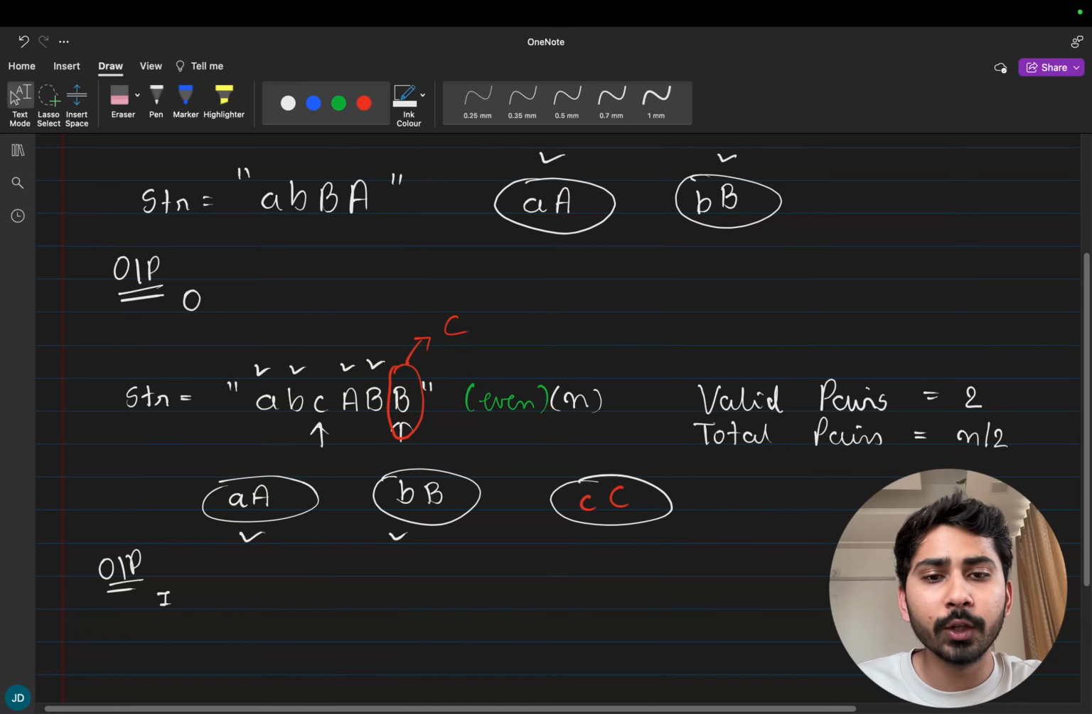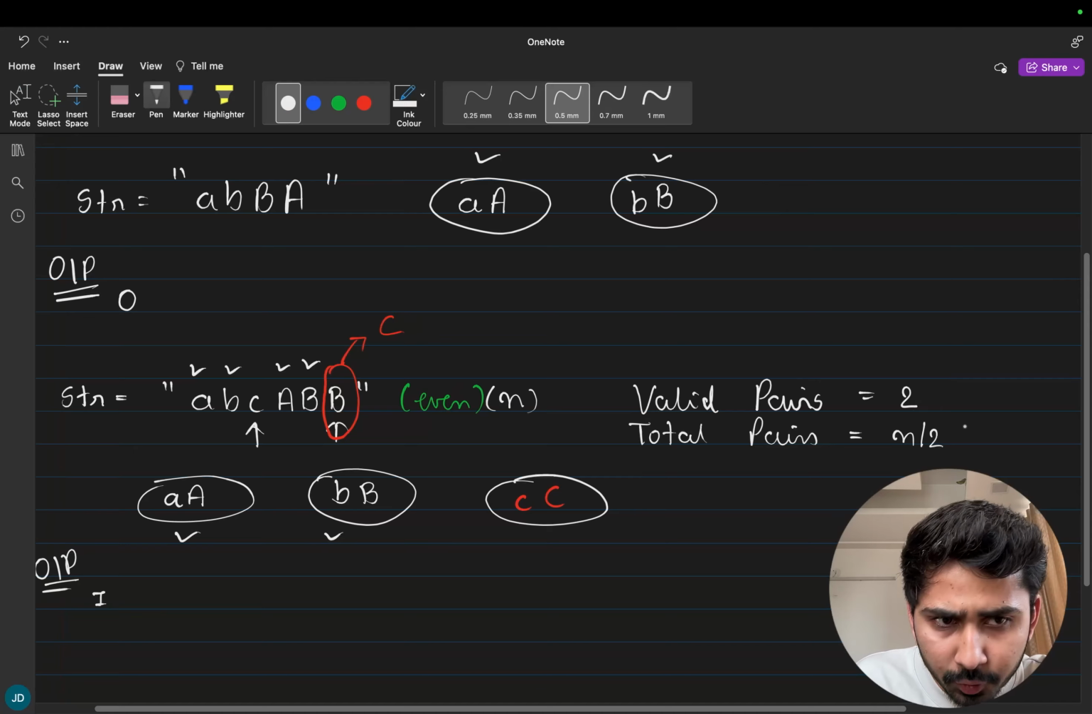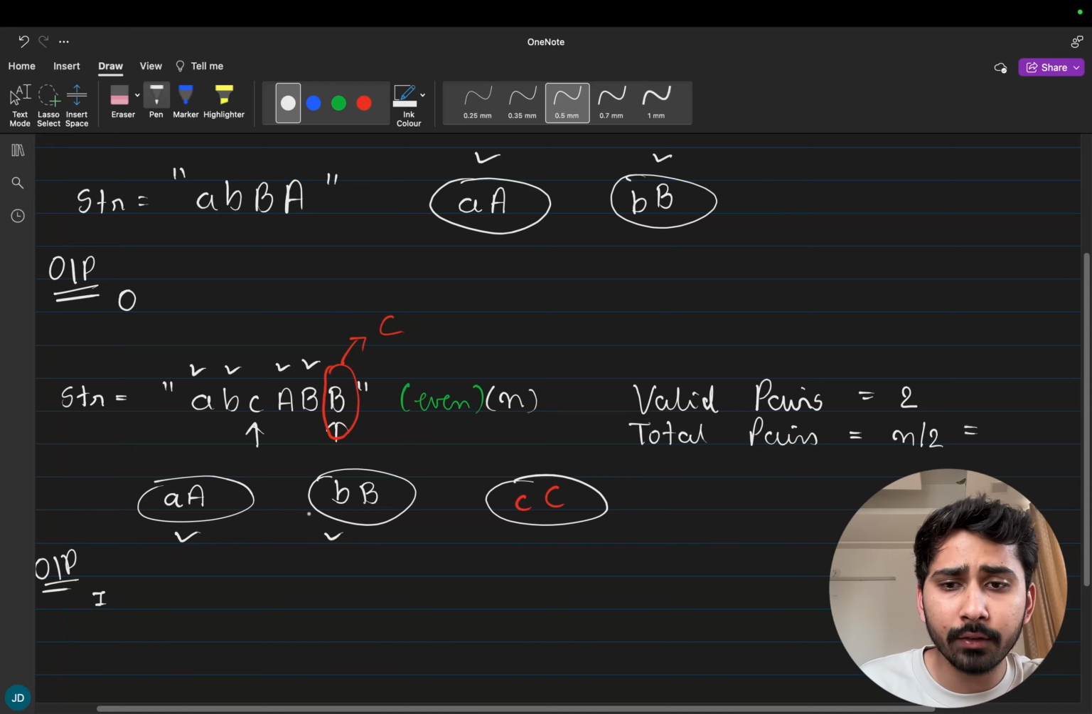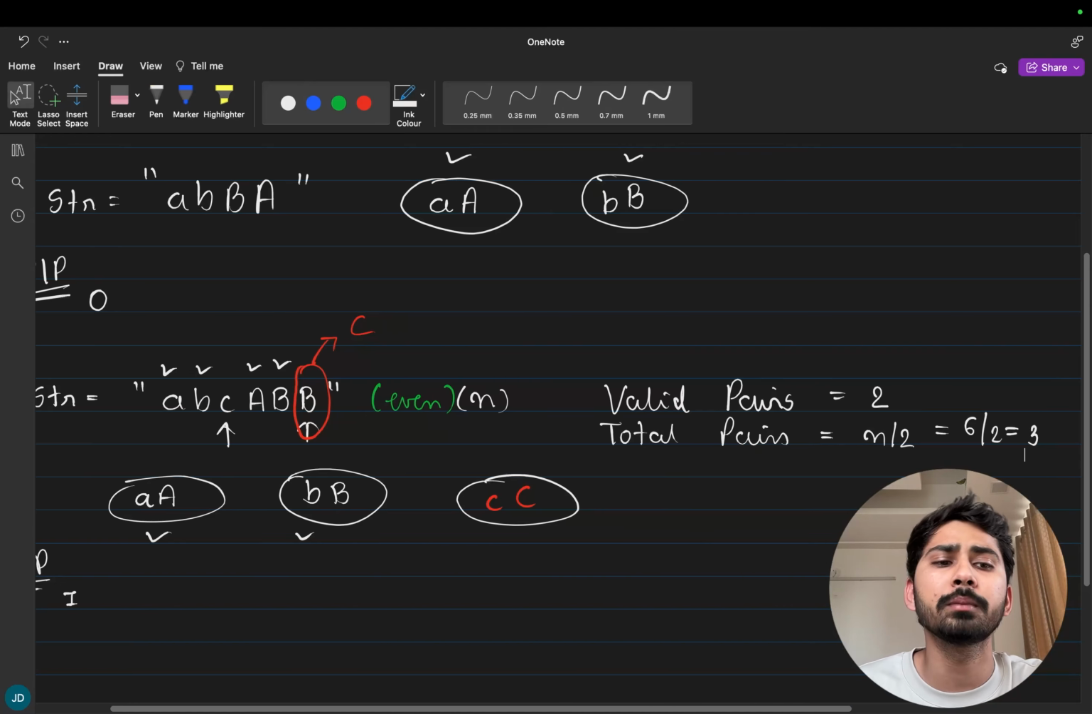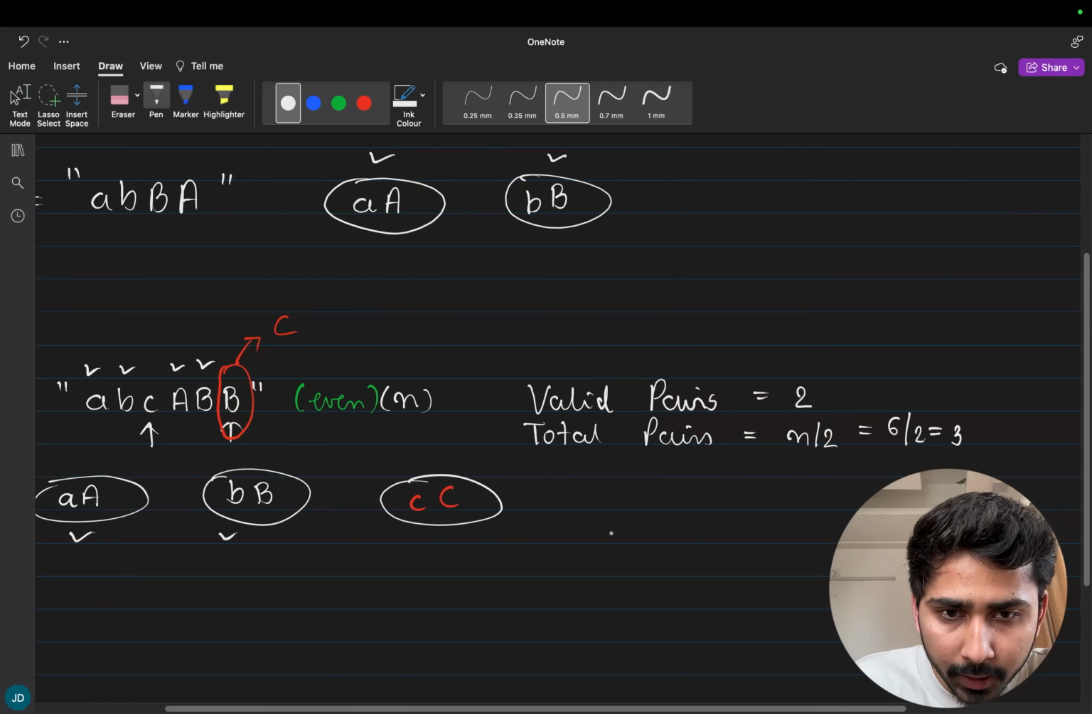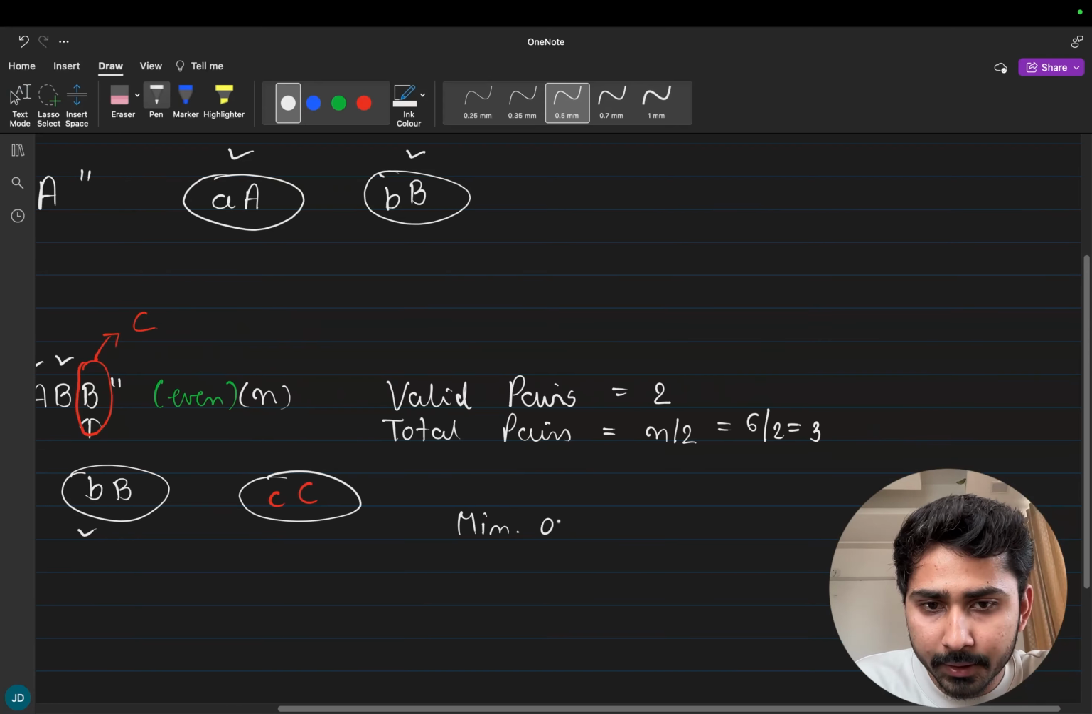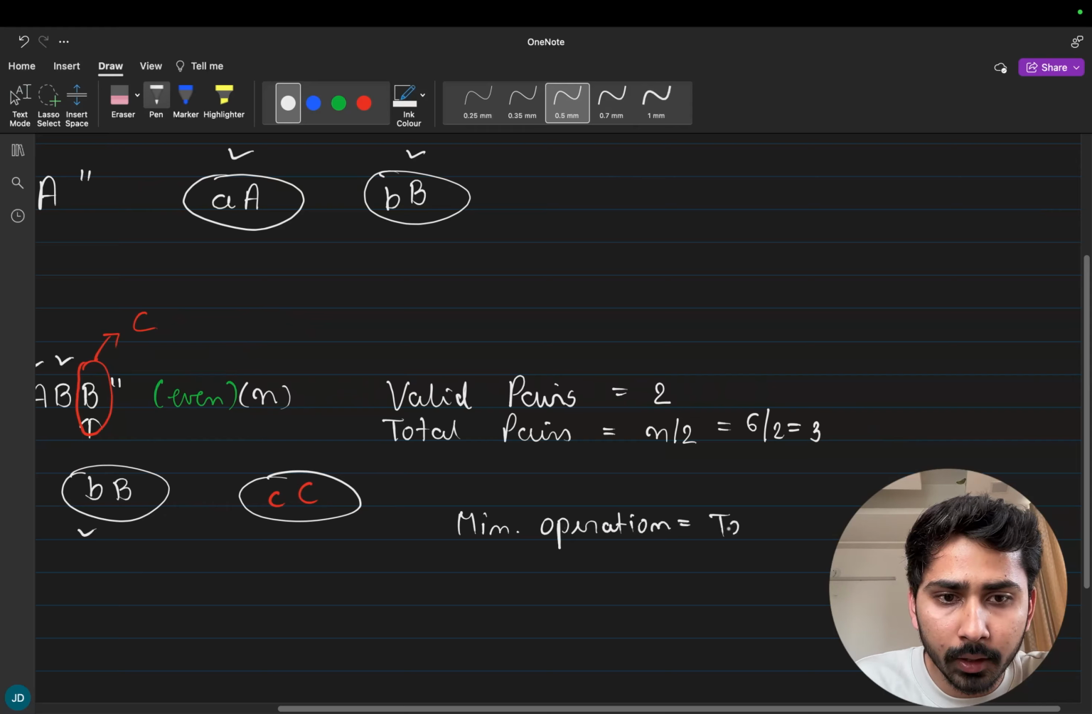If you want to know the total number of operations that we applied, pay attention to these total pairs. How many total pairs can we form? The length of the string is 6, and 6 divided by 2 gives us 3. So the total pairs that are possible is 3. And how many valid pairs already exist? There are 2 valid pairs already existing. So the minimum operation count is nothing but the total pairs possible with the given string minus the valid pairs already existing.